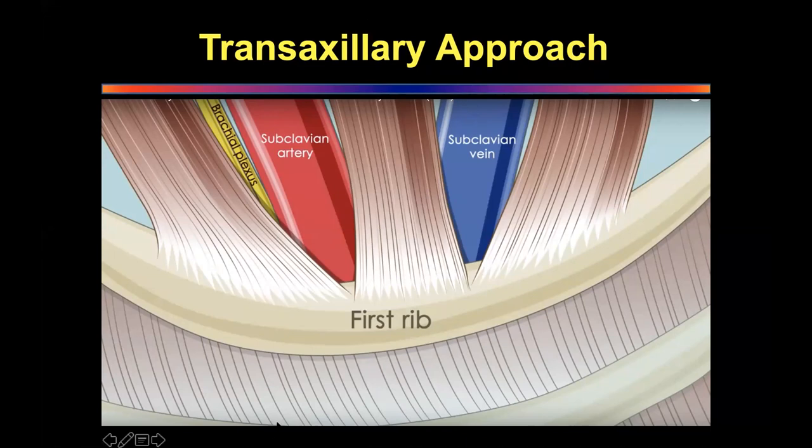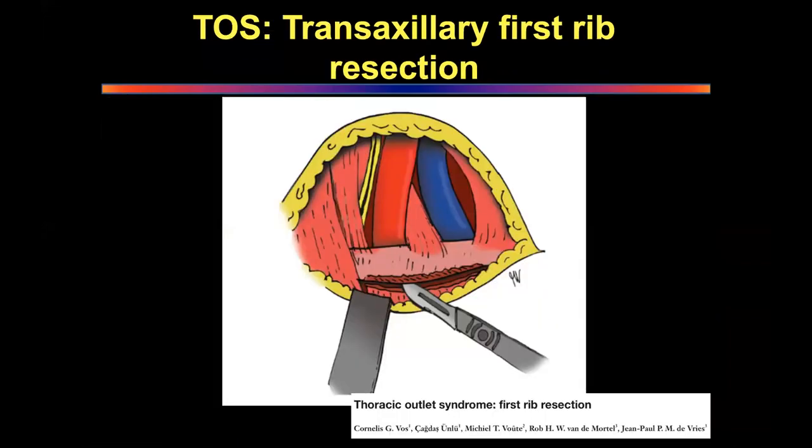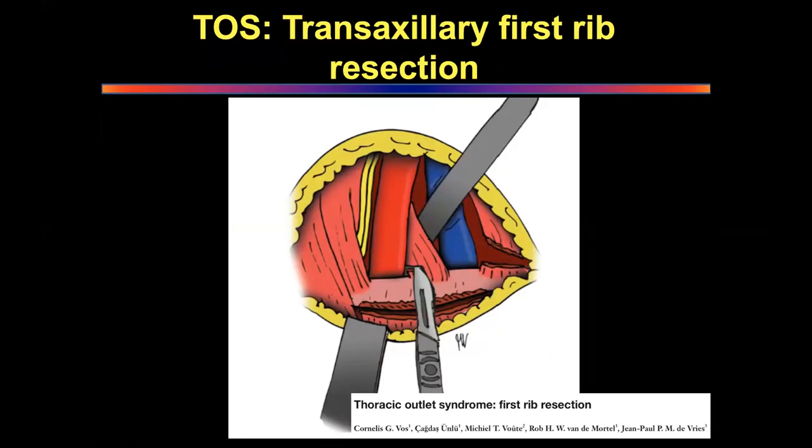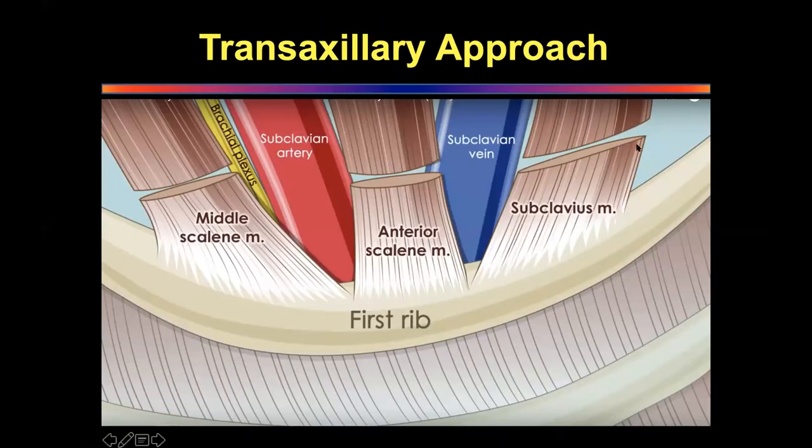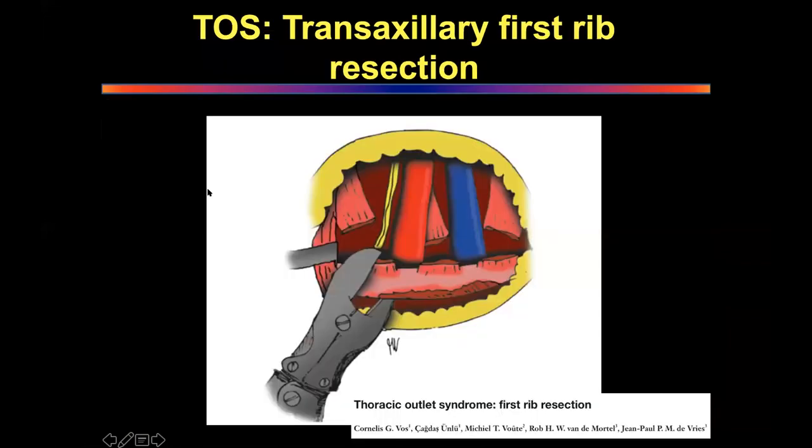Can you see that? Coming from the side, you actually come along the chest wall and you hit the first rib. Look at the subclavian artery, subclavian vein, and brachial plexus. They are actually on the other side of the operative field. So there is less risk of damaging them. And then once you've done that, you make a cut on these muscles. You're cutting the subclavius muscle, you're cutting the anterior scalene muscle, you're cutting the middle scalene muscle, and then you make a cut on the first rib.